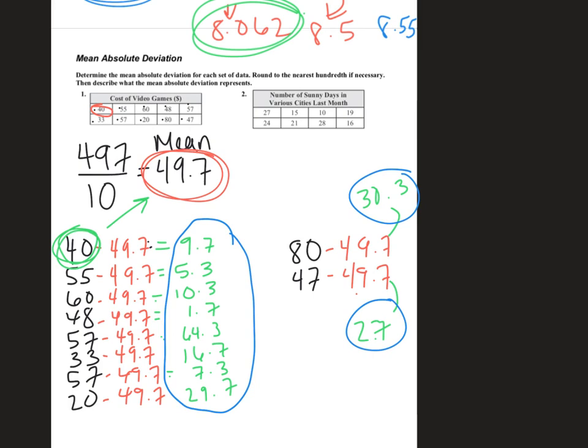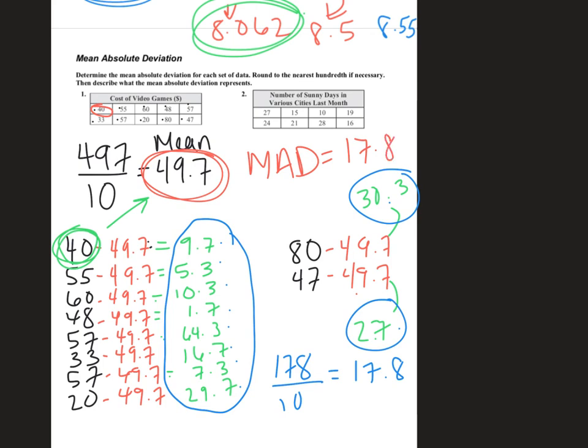So if I add up all those green numbers, all those numbers that were the positive or absolute difference between the mean and the cost of those video games, I get 178. If I add them all up, I get 178. And we need to find the mean, which means I'm going to divide by how many numbers there are. Remember, there's 1, 2, 3, 4, 5, 6, 7, 8, 9, 10. And then if I divide that, it's 17.8, which means the mean absolute deviation, or the MAD, equals 17.8.